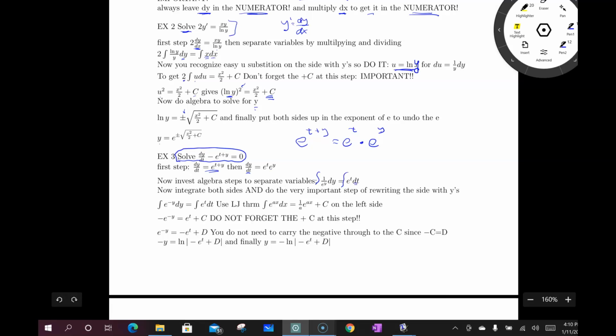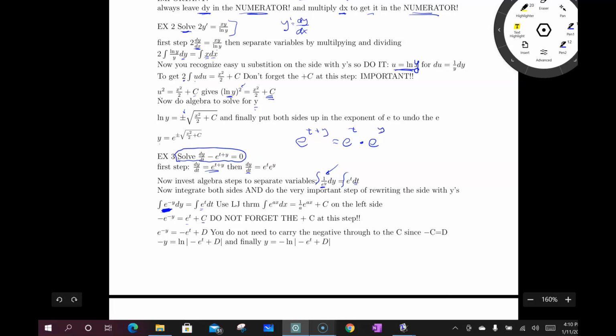Calling for integral signs. And then remember, this 1 over e to the y can be rewritten as e to the negative y. We want to do that because then we see this is an easy u-substitution type of integral, right? So the a is just negative 1. So I get 1 over negative 1, e to the negative y.